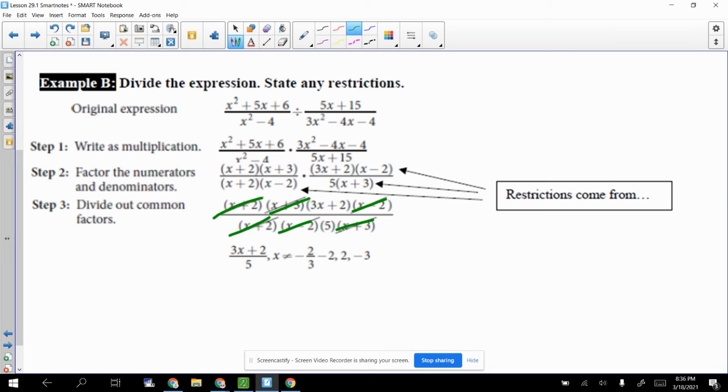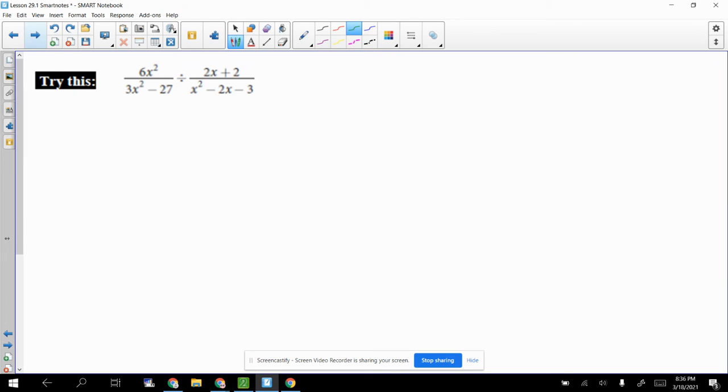And they just wrote what was left. So the 3x plus 2 in the numerator and the 5 in the denominator, and then their restrictions. Okay, so let's go ahead and try one.